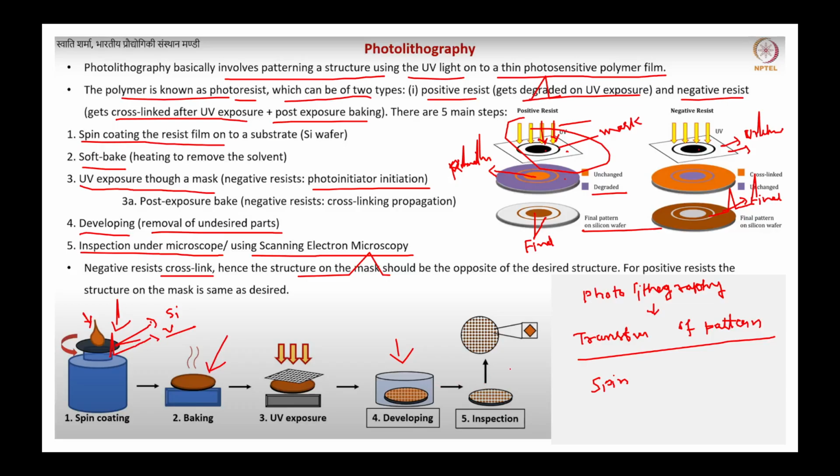And at last, you can do some inspection by using imaging technology like SEM, TEM, or optical. And this is the kind of pattern you can get if you zoom in. So yeah, this is the main way of doing your photolithography.